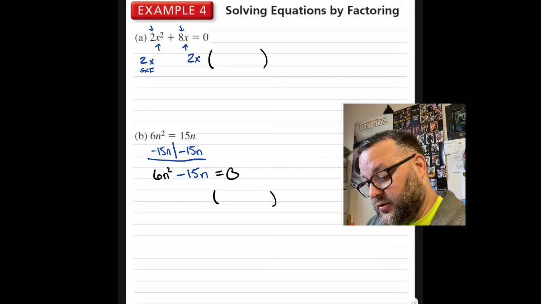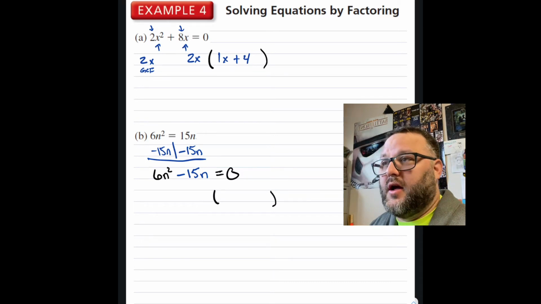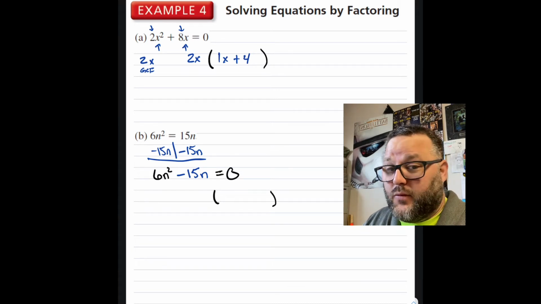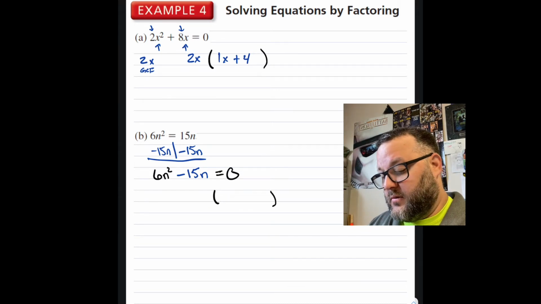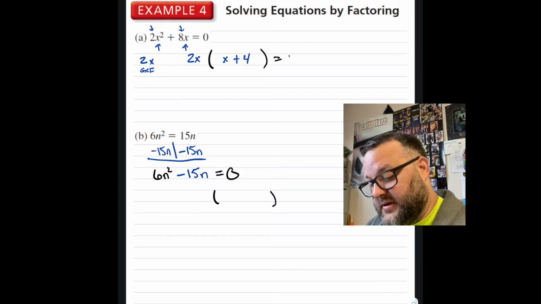Well, in the first term, 2 divided by 2 is 1. X squared divided by x is just x. And then that's it for the first term. Now I have 8 divided by 2, which is 4, and x divided by x, which becomes 1. Anything divided by itself is 1, even when it's a variable. So now I have 2x times x plus 4, which is the same thing as 2x squared plus 8x. I don't like coefficients of 1, at least not writing them. And then I add in the original equation is equal to 0.